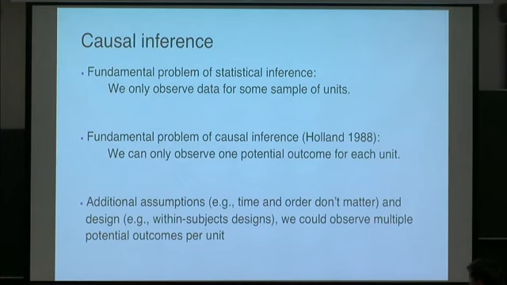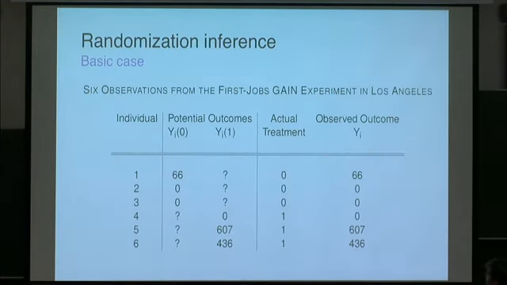And one way of thinking about this is we can imagine this setup, a basic case where we have 6 observations from a randomized experiment. So these are 6 individuals. And then for each individual, we randomly assign them to treatment. So these 3 people got control, and these people got treatment. And then we observe their outcomes under those, right?